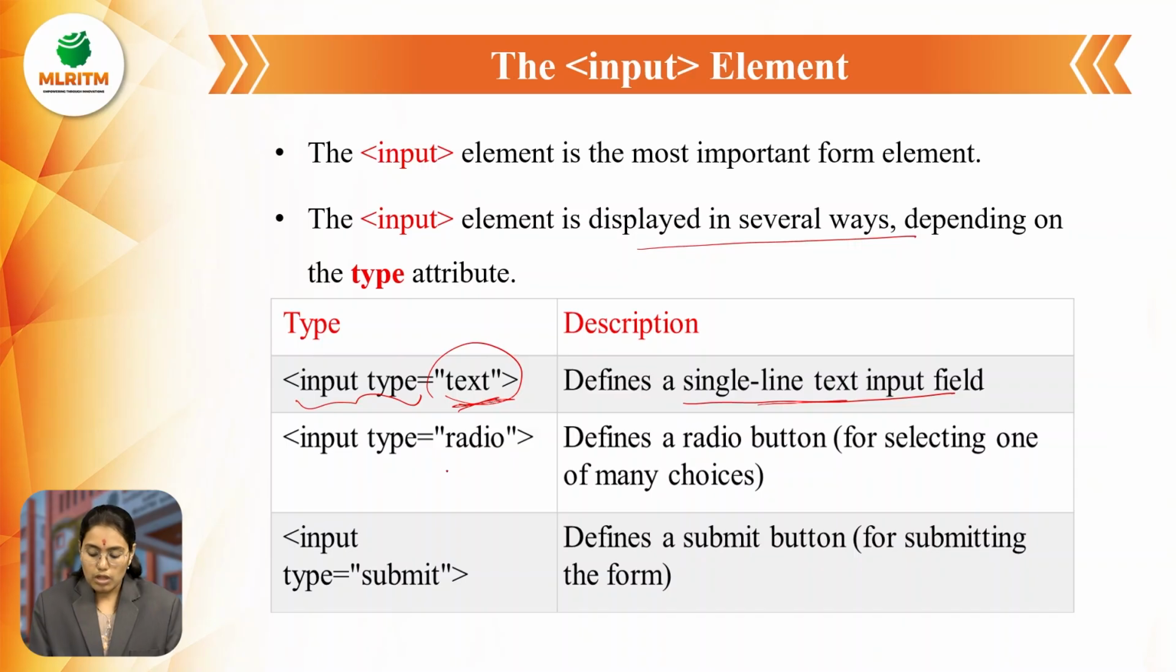Coming to input type radio. A radio button is used where you want to choose one option from many options. It defines radio buttons, selecting one of many choices. Next, input type submit. What is a submit button? Submit type defines a submit button. If every field is filled in by the user and the form needs to be submitted to the server, then we need this submit button. Input type equal to submit, then the form is submitted to the server for further validation.